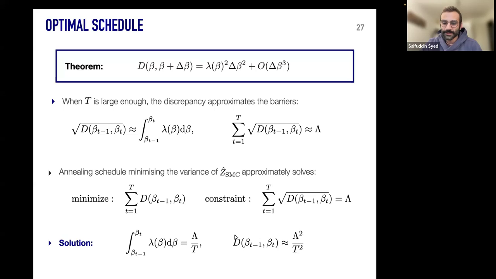And in particular, when you pick this optimal schedule, the incremental discrepancy is going to be approximately constant, which is not that surprising. If we're thinking about these annealing distributions as a ladder from one distribution to the next, we want essentially to have all the rungs of our ladder be roughly a constant distance away from each other.